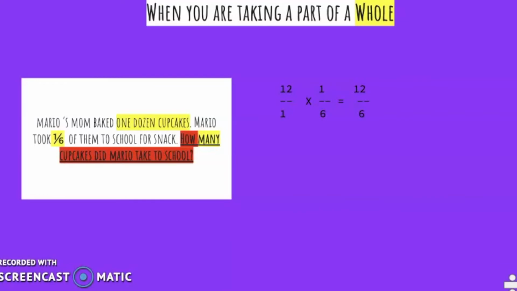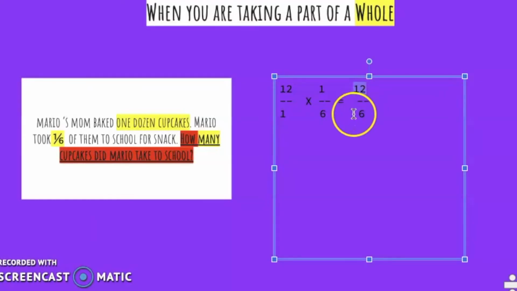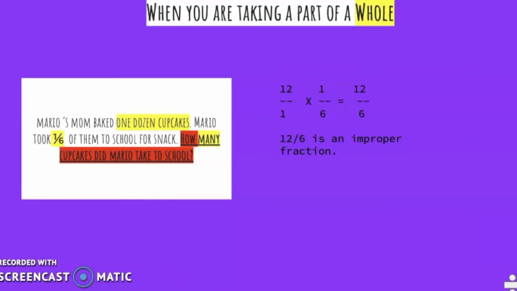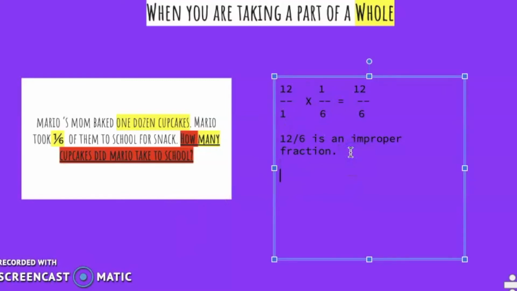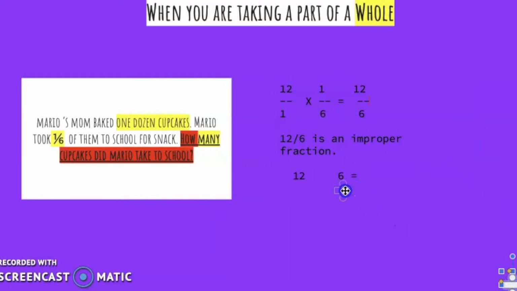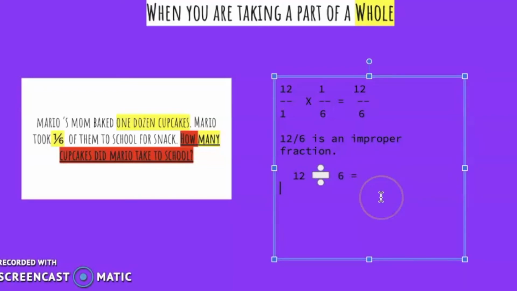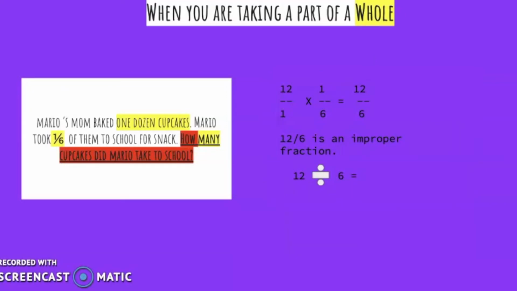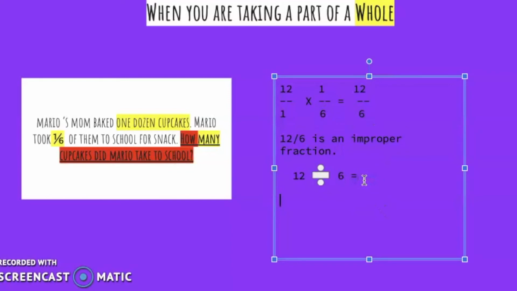And just like in the previous problem, 12 over 6 is an improper fraction because my numerator is greater than my denominator. So what do I need to do in order to simplify this improper fraction? I have to divide. So I need to divide my numerator by my denominator. So 12 divided by 6. In order to find my answer, I just need to find out how many times I can take 6 pieces out of 12.